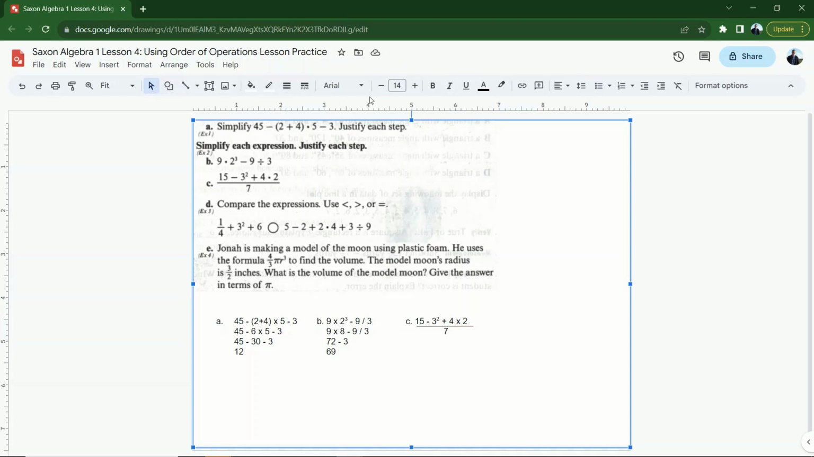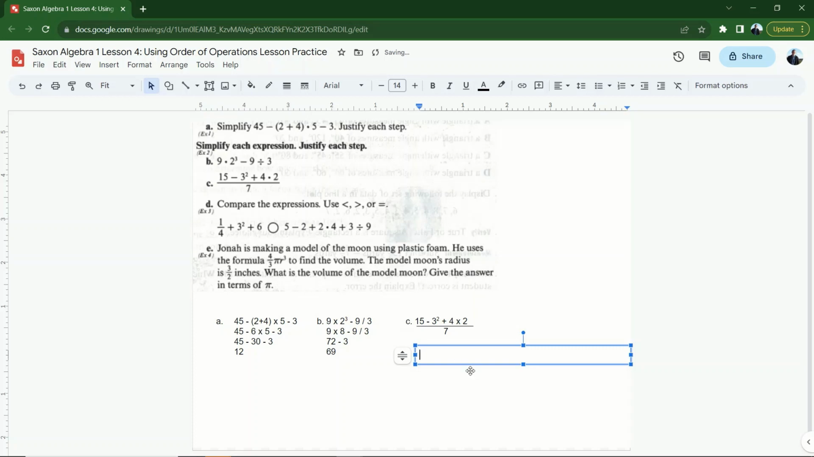Let's see. I'm going to simplify inside the grouping symbols first. And remember, big fraction bars count as a grouping symbol. So I need to simplify on top of the fraction. So let's see. The first thing I'm going to do on top of the fraction, now I need to run my please excuse my dear Aunt Sally again on just this expression on top of the fraction. First I'm going to do exponents. 15 minus 9 plus 4 times 2. Next, I'm going to do multiplication division. Well, 4 times 2 is multiplication. 15 minus 9 plus 8.